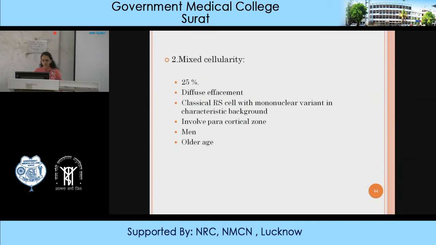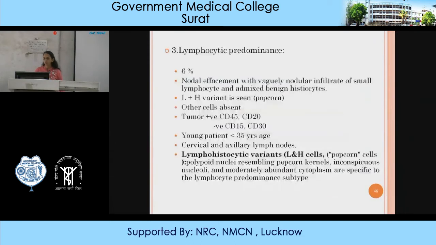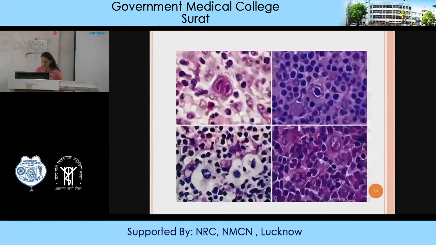the background. Classical RS cells with a background infiltrated with granulocytes, lymphocytes, plasma cells, eosinophils. They are generally seen in older age and it has good prognosis. Nodular sclerosis has the best prognosis. Now lymphocyte predominant, we will not go into detail. Popcorn cells, again it is NLPHL. Very important, they are CD15 and CD30 negative and B cell markers, that is LCA, CD45 and CD20, positive. Depleted, you can go through in your books.